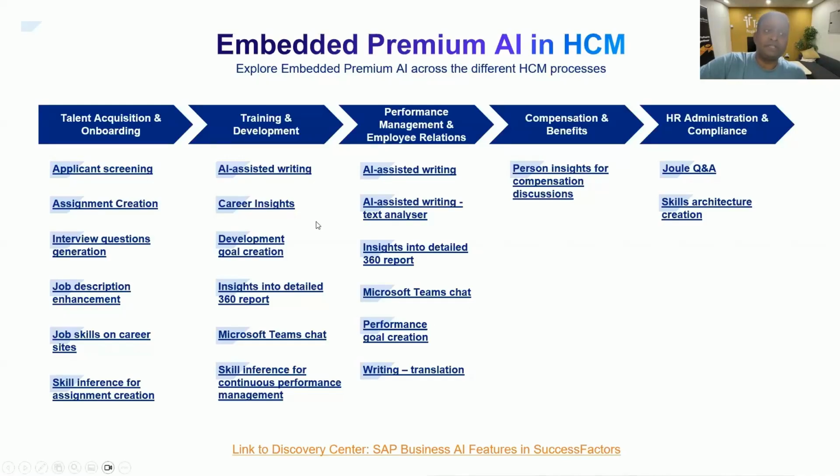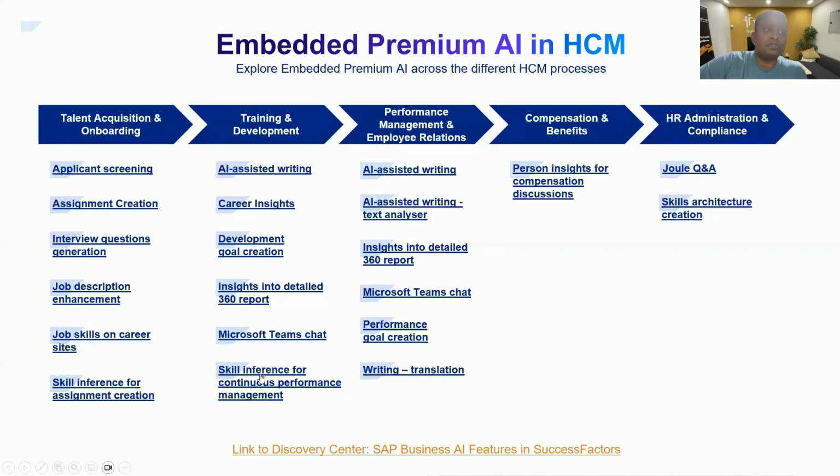You can find career insights for a particular job that you're looking to do in the future. If you are using the 360-degree report, then it can also generate insights for those reports. It also supports Microsoft Teams chat. So if you have activated the SAP application in your Teams and have integrated it, the feature is called integration of SAP SuccessFactors with Teams, right? You will be able to chat to the SuccessFactors system via your Teams and get some responses.